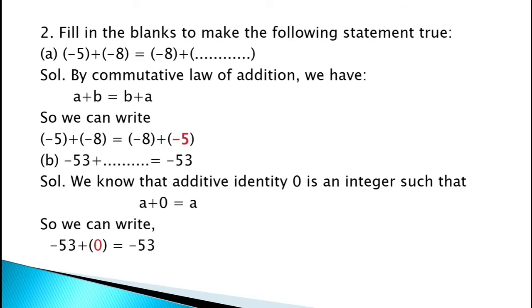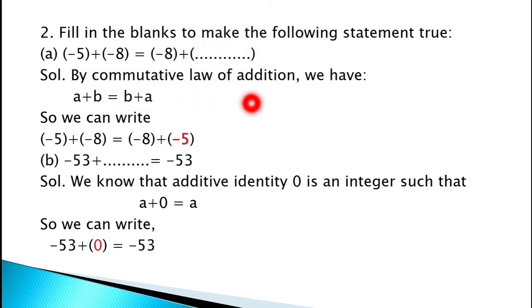Now our next question is, fill in the blanks to make the following statement true. So our first fill in the blanks is minus 5 plus minus 8 is equal to minus 8 plus blank. So we have to fill this blank.